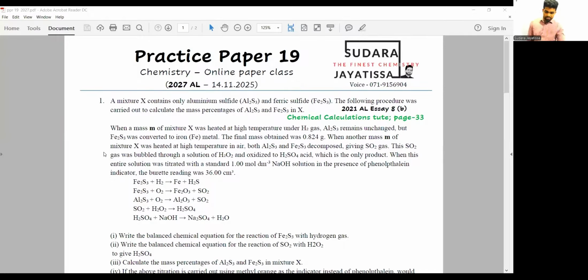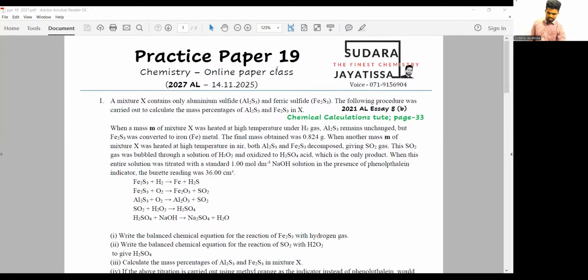We did two of them in the class, and we have to do the 2021 and 2022 A-level chemical calculation essays. So today we will start the class from those essay questions, and after that we will move into our MCQ discussion. Now, this is the first question we are going to discuss. It is from the 2021 A-level essay paper.